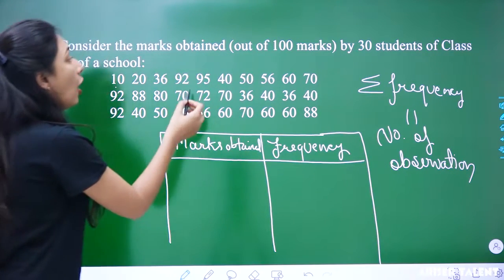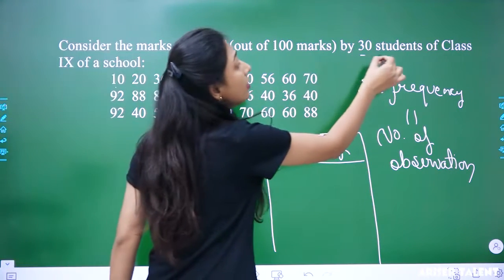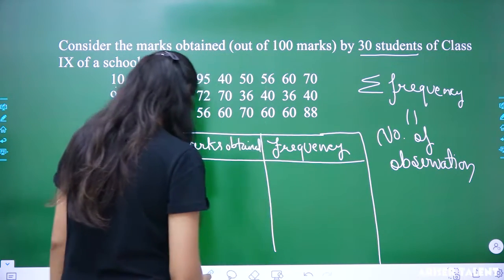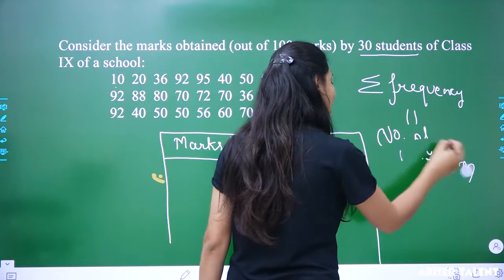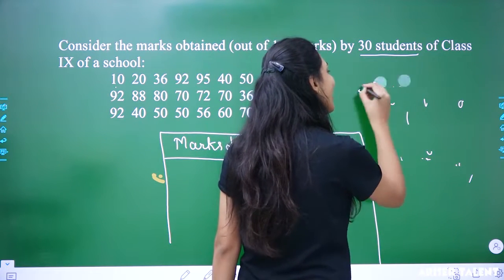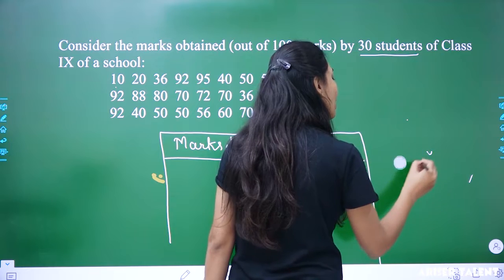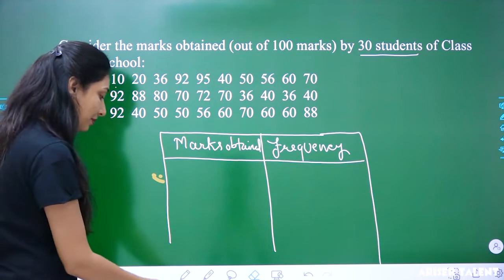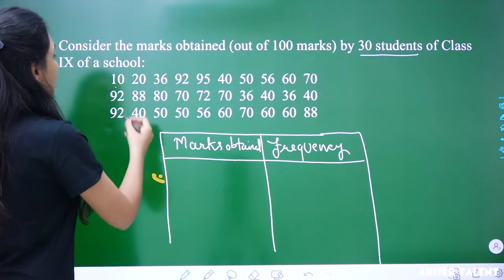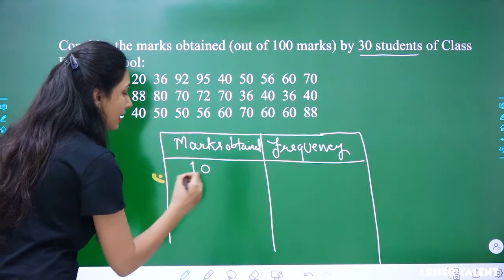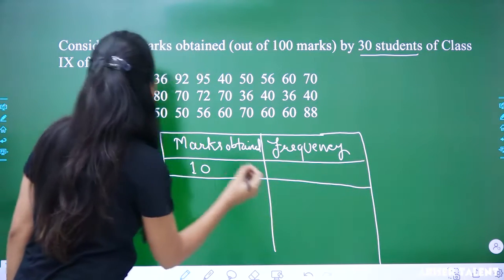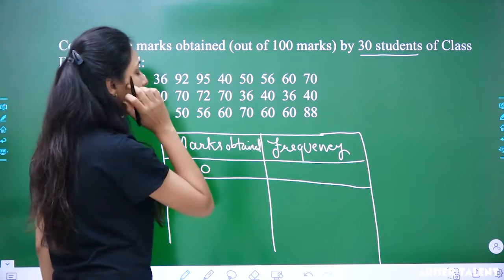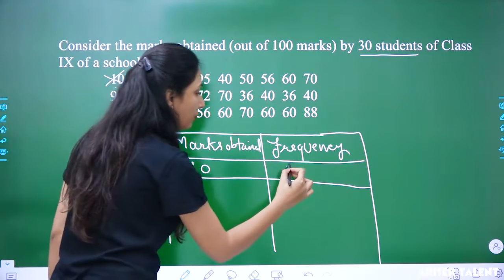Okay. How many observations are there? 30 students' marks. That means 30 observations are there. So if I'm speaking the truth to you guys, then there should be a sum of 30 when it comes to the frequency sum. Okay, now 10, how many times? One time. After that, we are not getting any 10, so 1.